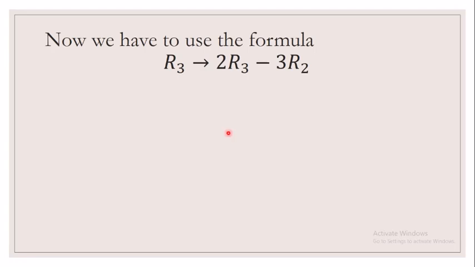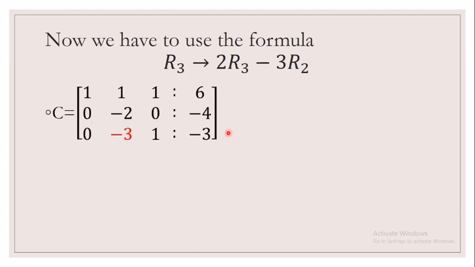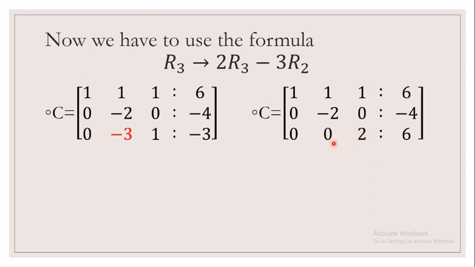For that I'm going to use a formula, R3 gives 2R3 minus 3R2. When I use this formula, this particular element in this row will be changed to 0. See the magic? Yes, when this element becomes 0, simultaneously these two elements will also be changed. So just pause the video, apply this formula and check whether you are getting the answer.